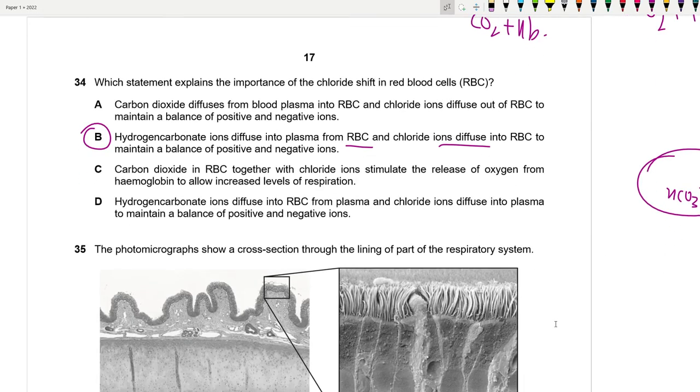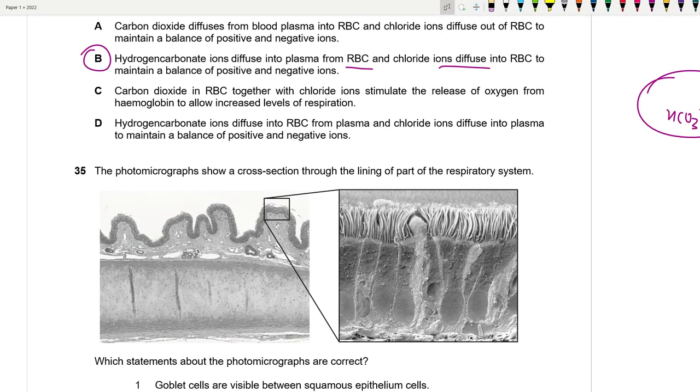Okay. Next, the photomicrographs show a cross section through the lining of part of our respiratory system. Great. The respiratory epithelium is pseudostratified ciliated columnar epithelium. Okay, so let's look at 35. Goblet cells are visible between squamous epithelial cells. Smooth muscle is visible. The section cannot be a bronchus as cartilage is visible.